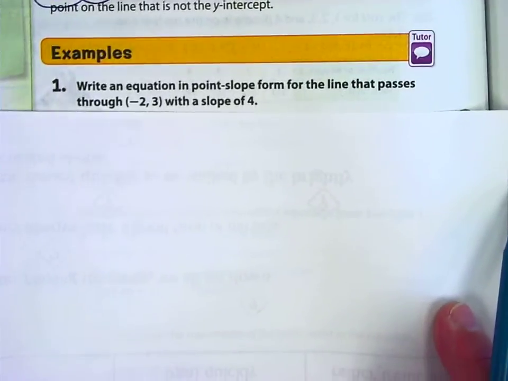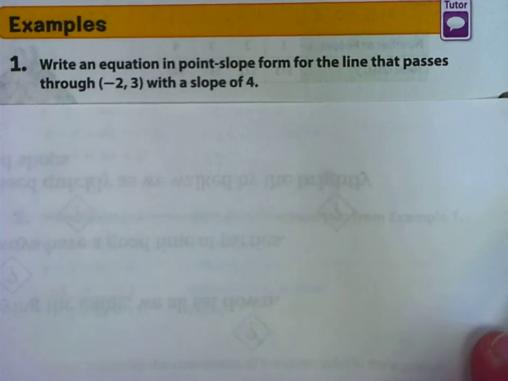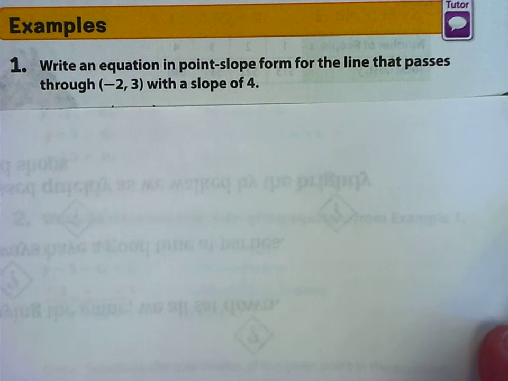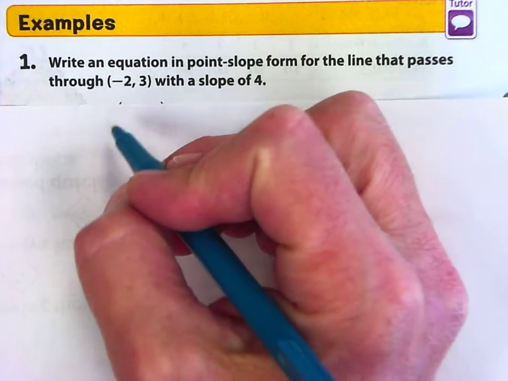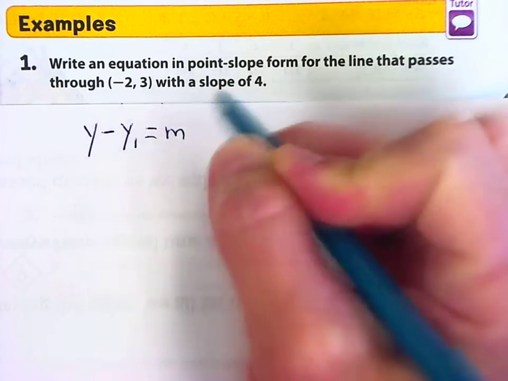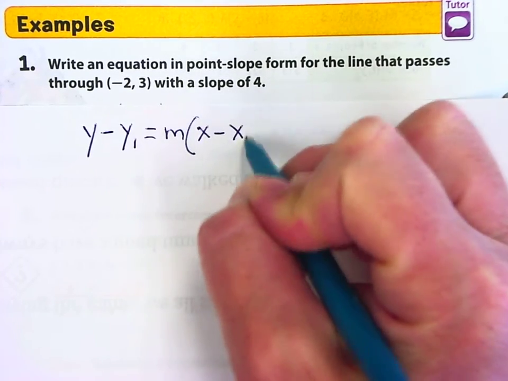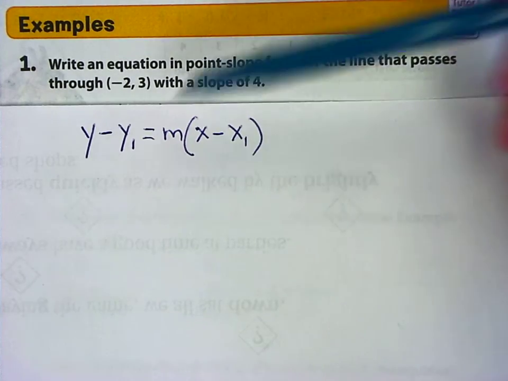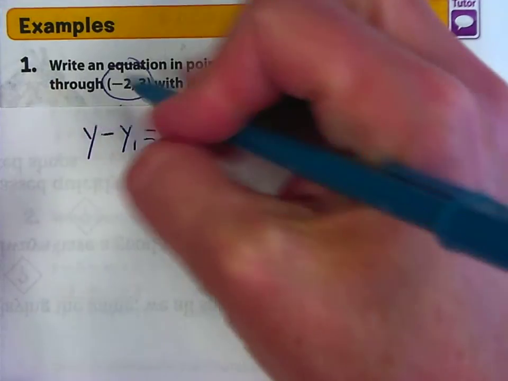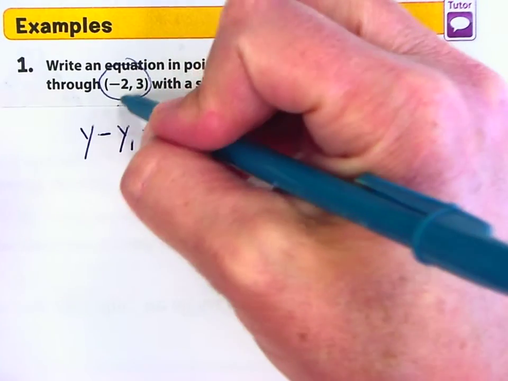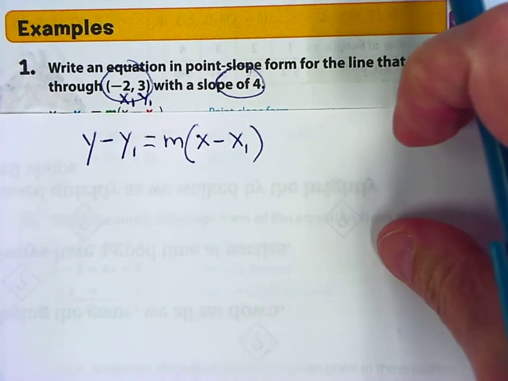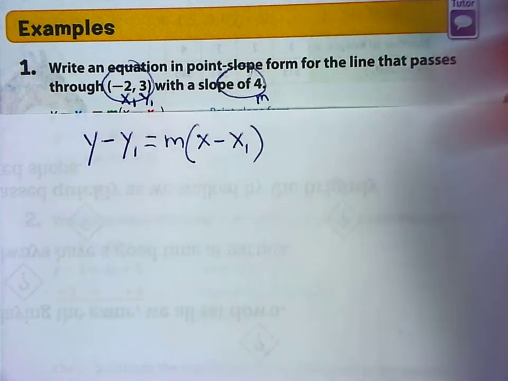Number 1 says, write an equation in point-slope form for the line that passes through this point, negative 2, 3, with a slope of 4. Point-slope form is y minus y1 equals m, your slope, times x minus x1. Remember, it's called point-slope form because you need a point and a slope. So you're going to plug your point and your slope into their spots. This ordered pair is x1, y1, and the slope of 4 is your m.